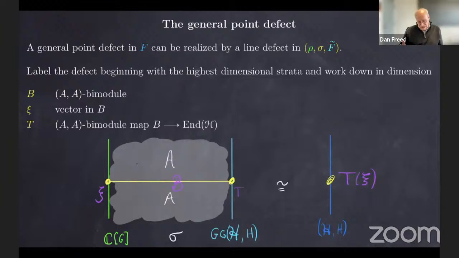So that's the general defect. Again, it's not going to be topological unless this part isn't here. You can kind of retract it to the topological piece.